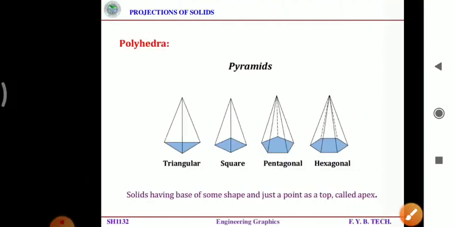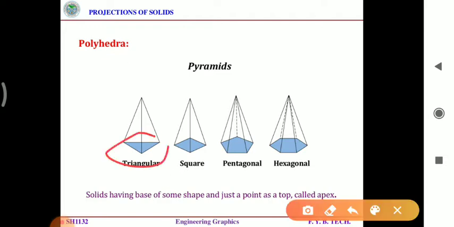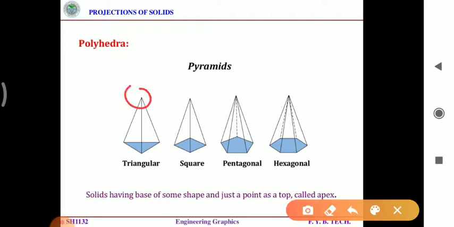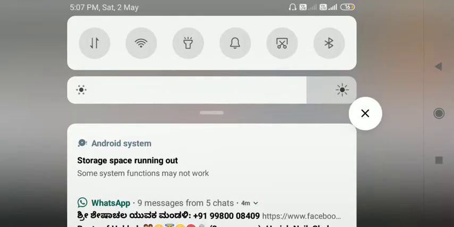Next, polyhedra: pyramids. Pyramids are solids having a base of some shape, maybe triangle, square, rectangle, pentagon, hexagon or octagon. But the other end is just a point as the top, called the apex or vertex. These are bounded by triangular faces, unlike prisms. Suppose if I draw this.